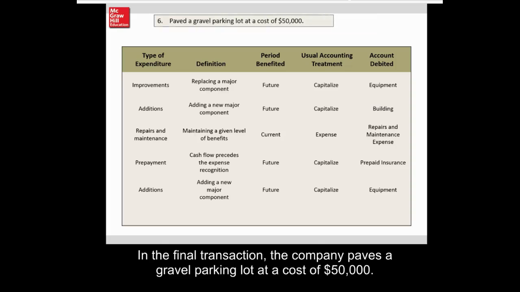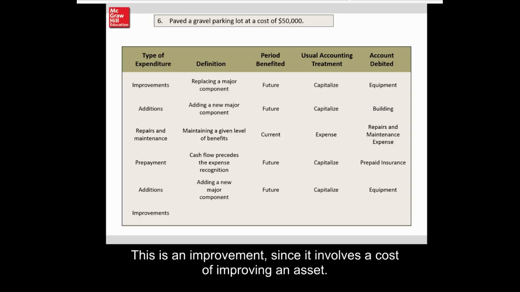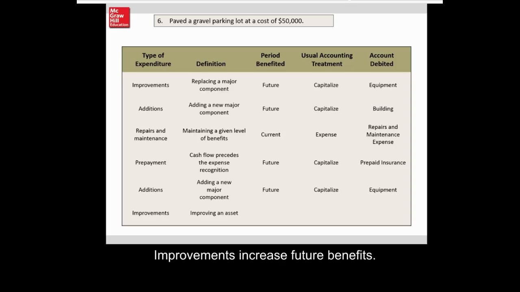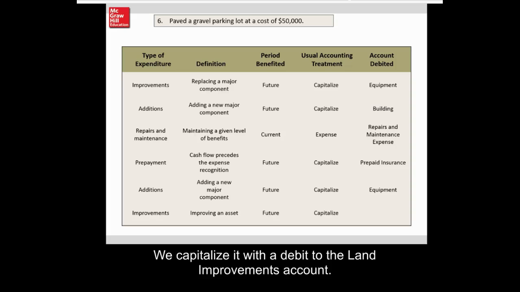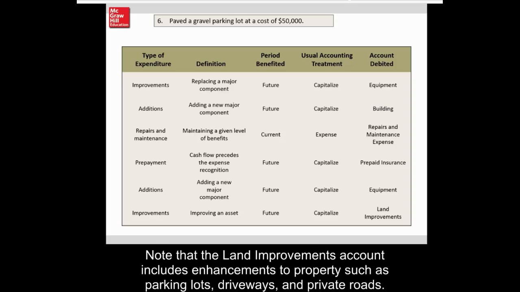In the final transaction, the company paves a gravel parking lot at a cost of $50,000. This is an improvement since it involves the cost of improving an asset. Improvements increase future benefits. We capitalize it with a debit to the land improvements account. Note that the land improvements account includes enhancements to property, such as parking lots, driveways, and private roads.